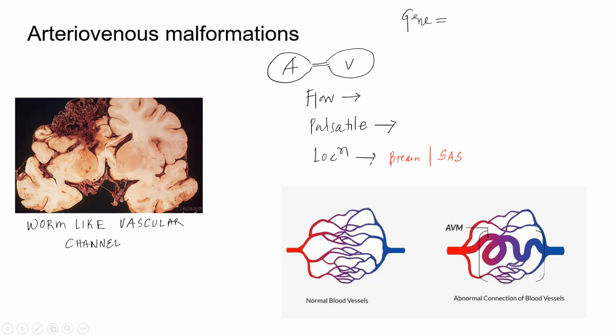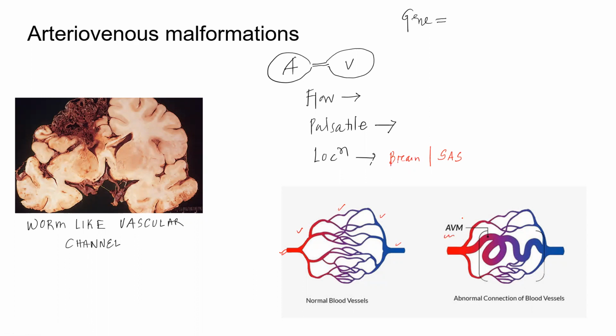So what are AV malformations? If you see here, this is a normal blood vessel. Here the arteries are dividing into arterioles, then the capillaries, then the venules, and then the vein. So this is how normally the blood flows.